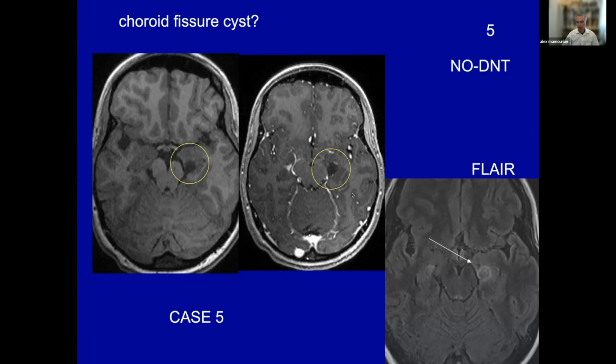This was a DNT. So again, there is an overlap in some of the pulse sequences, which is why, as you know, with MR, you have to develop a story that explains the appearance on all of the pulse sequences. So obviously, if this was a choroid fissure cyst or a giant perivascular space, it would suppress completely on the FLAIR scan.